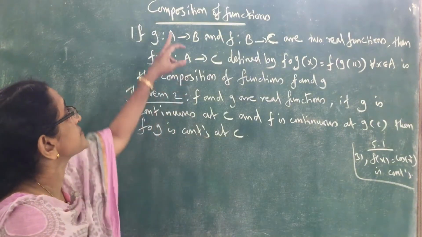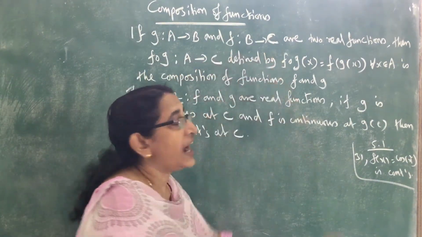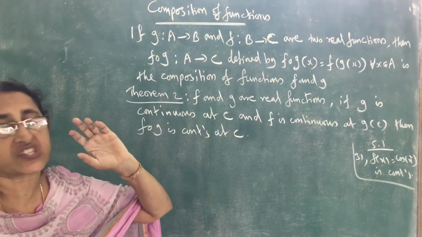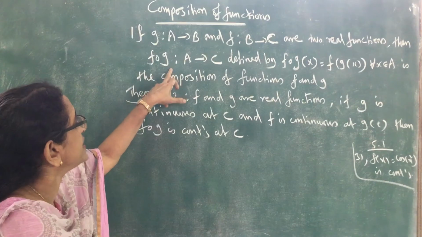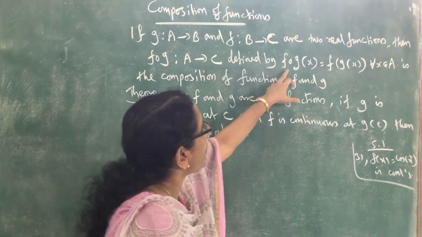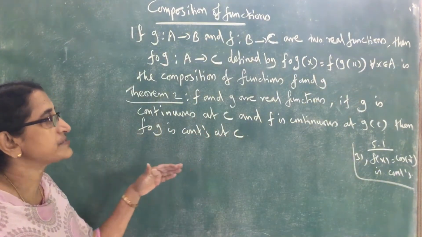Composition of functions. If g from A to B and f from B to C are two real functions, then f composite g, this is called composition. Composition of f and g is a function from A to C defined by (f composite g)(x) = f(g(x)) for every x belongs to A.